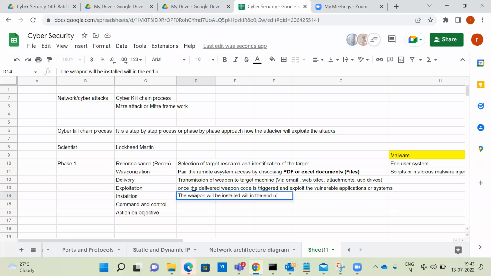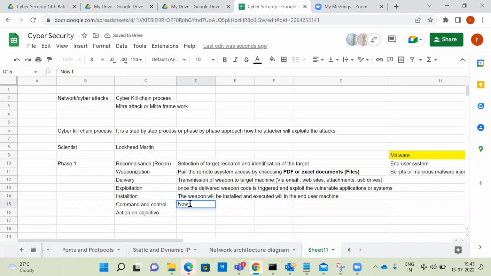In the end user machine. It will be installed on the end user machine. It will exploit, install, and execute that particular malware, the malicious software program code. So installed and executed. Okay, so command and control.